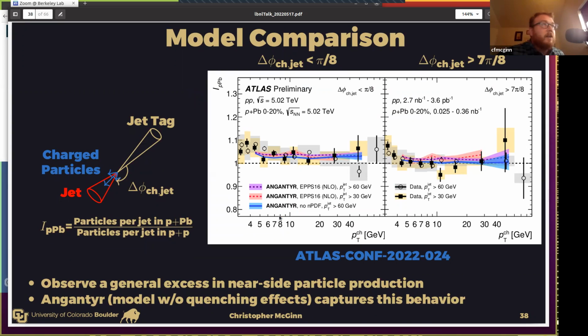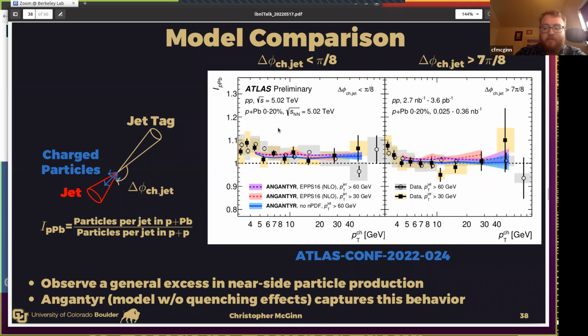So we didn't quite understand the near side excess, but we wanted to try and rule out that it was, let's say, quenching physics, or a more conservative statement would be not explainable by quenching physics alone. You can explain it with other things. And so what we did here is we compared to Angantyr, which is a model without quenching effects, and specifically Angantyr without string shoving turned on. So there should be no collectivity effects either. And what we found is that when we run Angantyr, we can run it with different PDF selections, different jet selections, etc. We do basically see the near side excess in the data. That's the left-hand plot panel here.